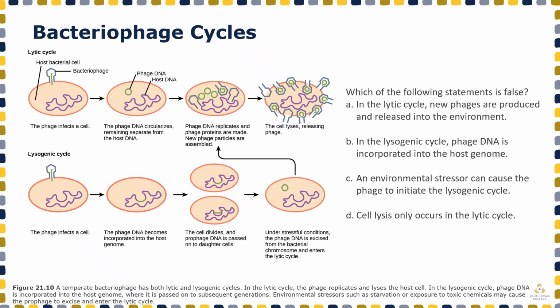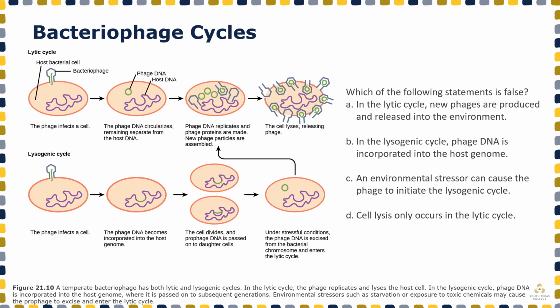And that is true. The lytic cycle ends with the lysis of the host cell and release of the viruses into the environment. Second one, B, in the lysogenic cycle, phage DNA is incorporated into the host genome. We see that's true. That's what makes it different. It incorporates into the host genome and then replicates with the host.